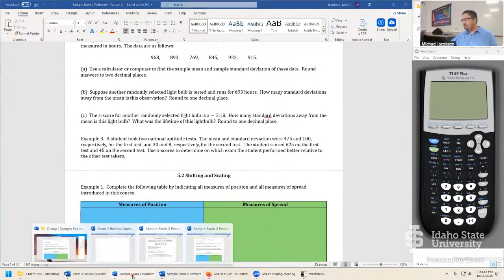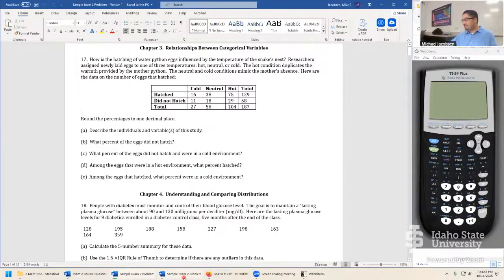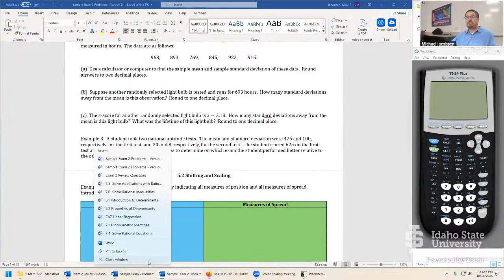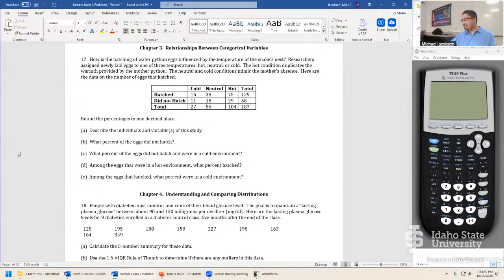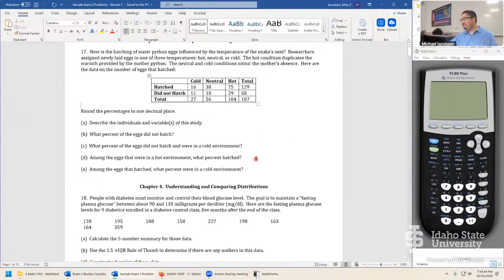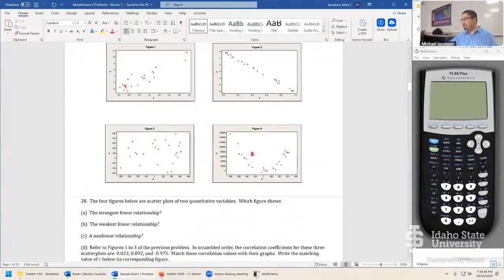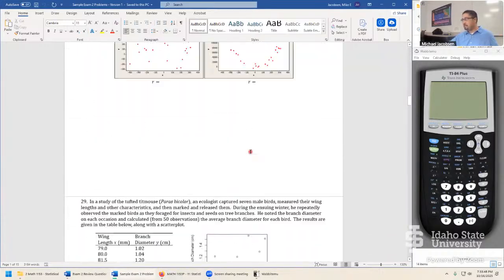Wait, this is the wrong document. Let me try again. Let me just close this one. This is version 2, the actual lecture notes. They all looked really familiar. This is the new problems. Okay, so we're back on track. Let me go back to section 5.4. That's too far.